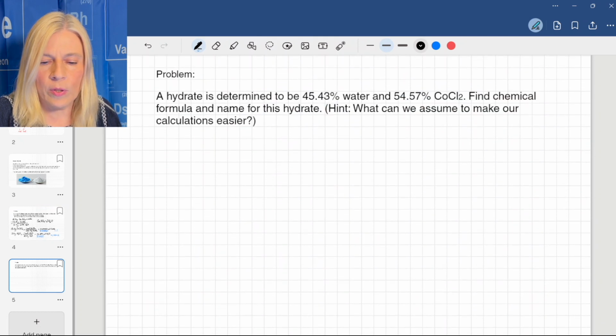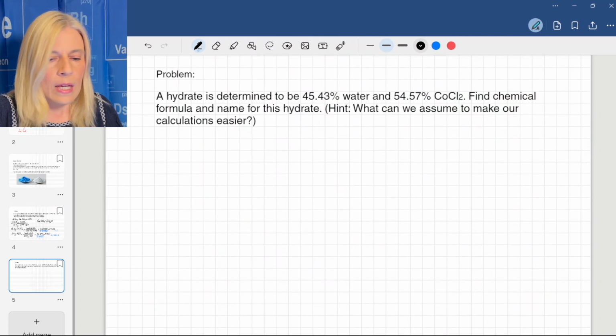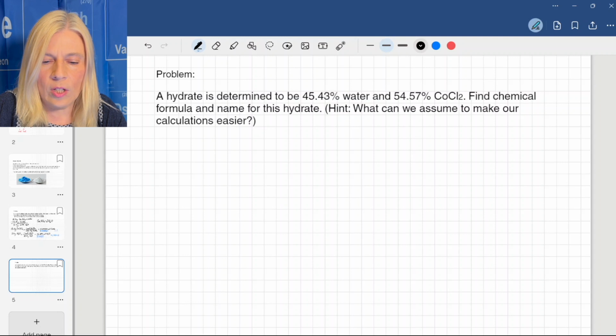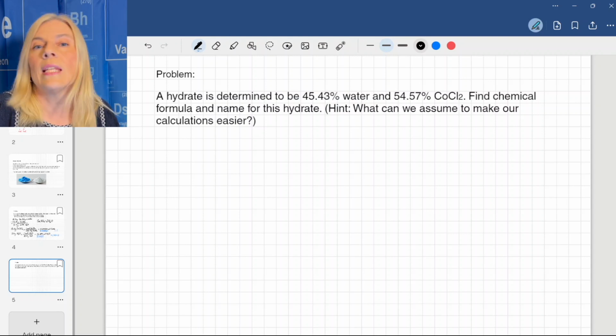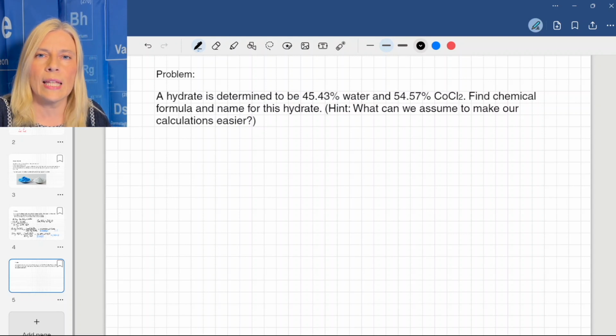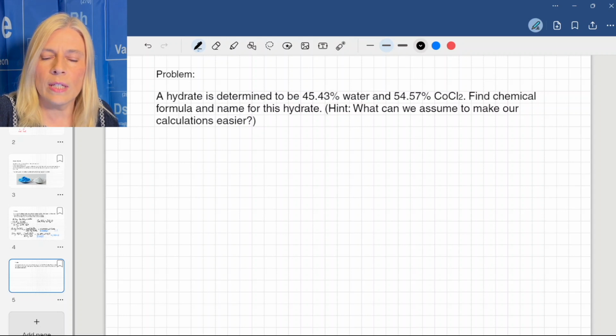Here is problem number 2, and it's a little bit different. We have a hydrate that is determined to be 45.43% water and 54.57% cobalt 2 chloride. Find the chemical formula and the name for its hydrate. And here's the hint. You are given percent. What's going on? This is percent composition by mass. By mass is the key here.